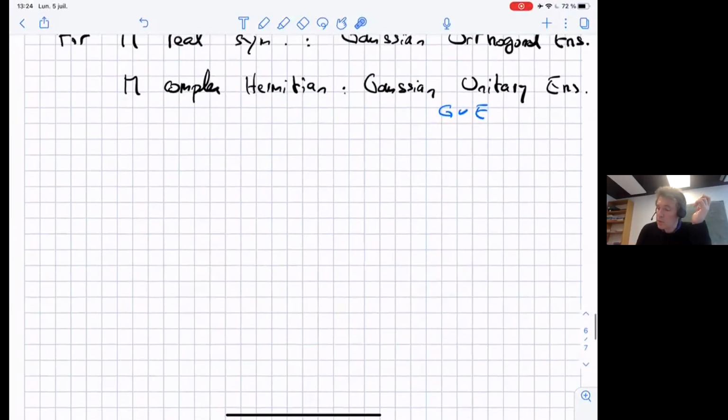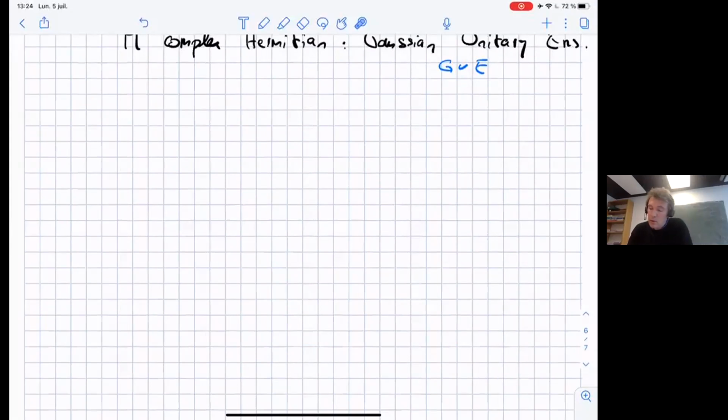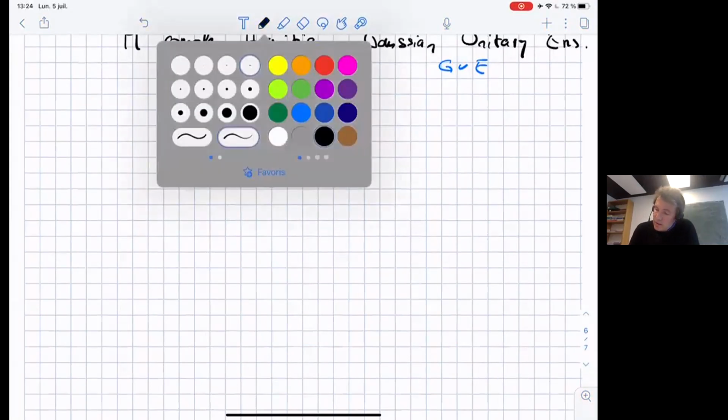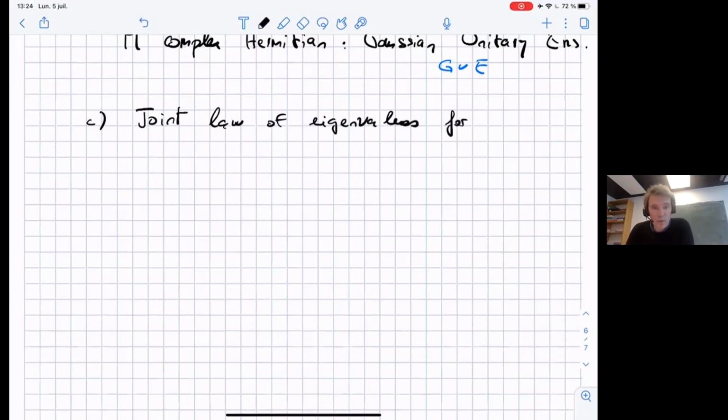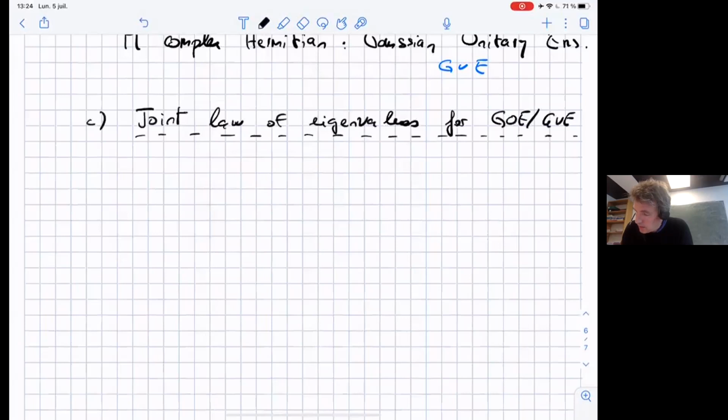So what you really want to do now, and that's what we are going to do, it will not be exhaustive, but I will give you the main ideas. What you really want to look at is the joint law of eigenvalues and eventually eigenvectors. But I already told you that the eigenvectors in these ensembles are a little bit boring. But I would like to know something about the eigenvalues for, say, the GOE. Okay. So that's what we will do in the following.